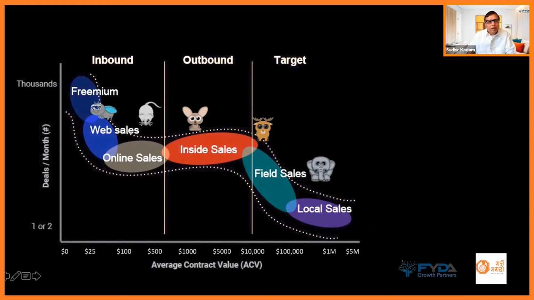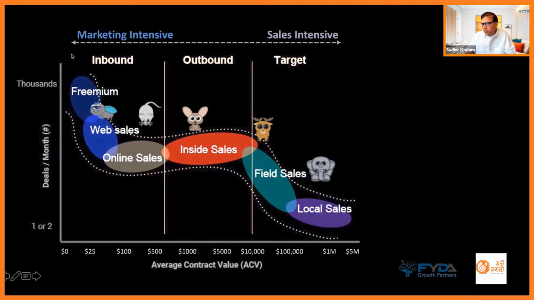Now you can take a sales intensive approach, as you can see on the top, or you can take a marketing intensive approach. If your product values or the contract values are lower, then it will be more marketing intensive, because you cannot afford to hire salespeople who will visit your customers and talk to them. Whereas if your customers are $10,000 or more, then obviously you're going to take a sales intensive approach. In that too, there's a field sales and local sales approach.